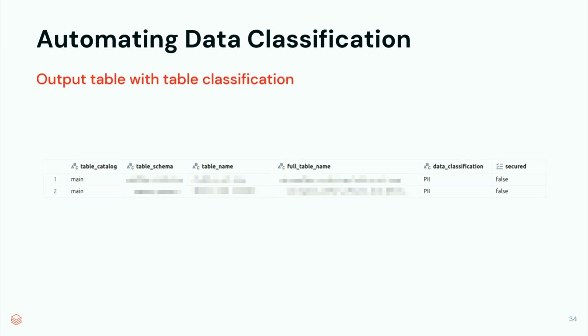So this is an example of the output table that we have. As you can see, we have the catalog, schema, table name, and also a column called data classification, which will have the label of the table. Also a column called security. For example, when we treated the table with a masking function, this security will be true.